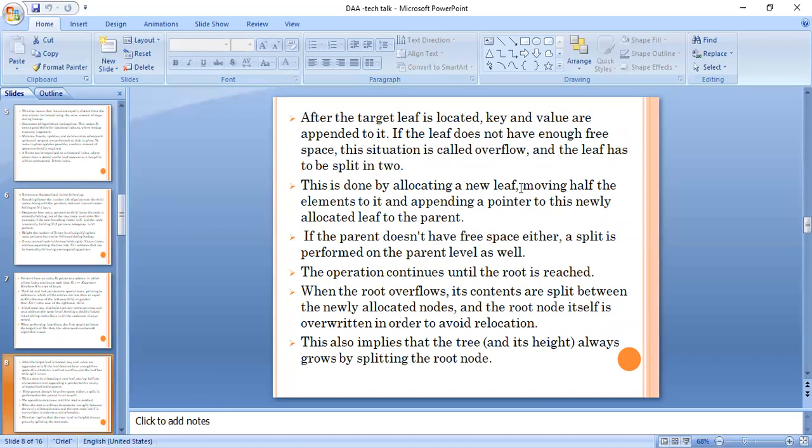When the root overflows, its contents are split between the newly allocated nodes and the root node itself is overwritten in order to avoid relocation. This also implies that the tree's height always grows by splitting the root node.